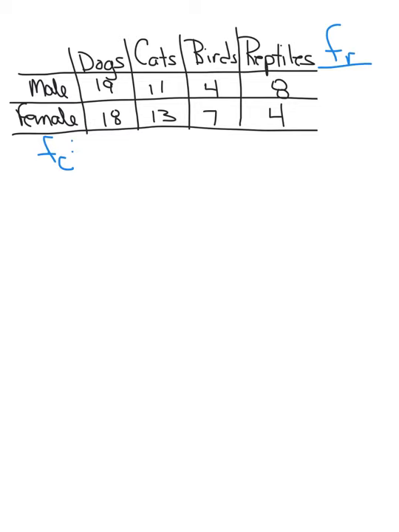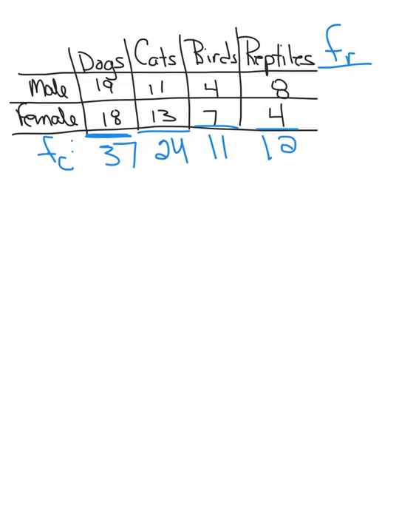If we work on the first column, which is the dogs column, it's 19 plus 18, so that frequency column is 37. And then the cats column is 11 plus 13, that's 24. And then the birds column is 7 plus 4, that's 11. And then the reptiles column is 8 plus 4, which is 12. So now we have our frequency of the columns. Next we need to get our frequency of the rows.